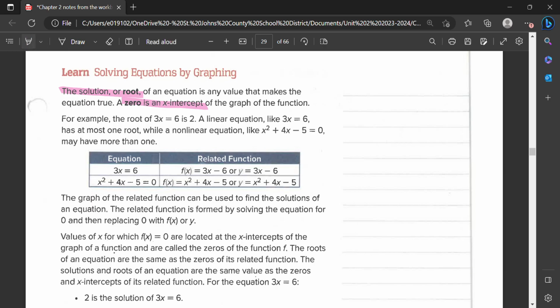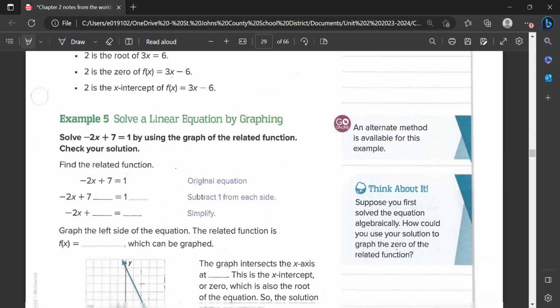Okay? So, for example, the root of 3x equals 6 is 2. Basically, we're solving for our x values when y is 0. So we want to solve for x when y is 0, because on an x-intercept, y is 0. The value of y is 0. So that's what we're going to be doing.